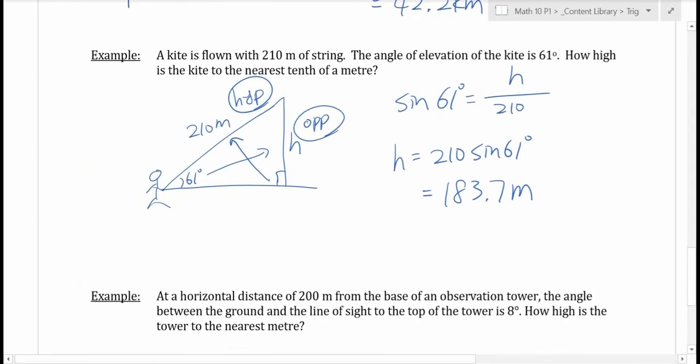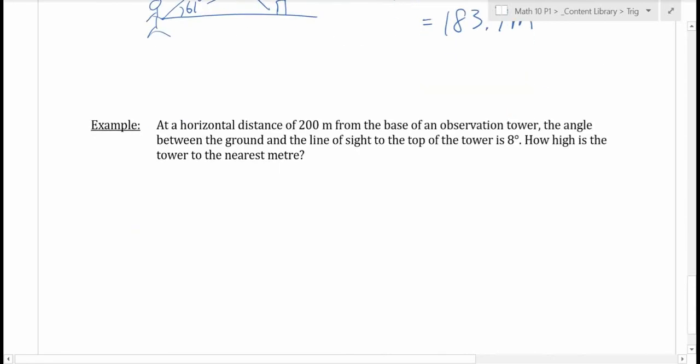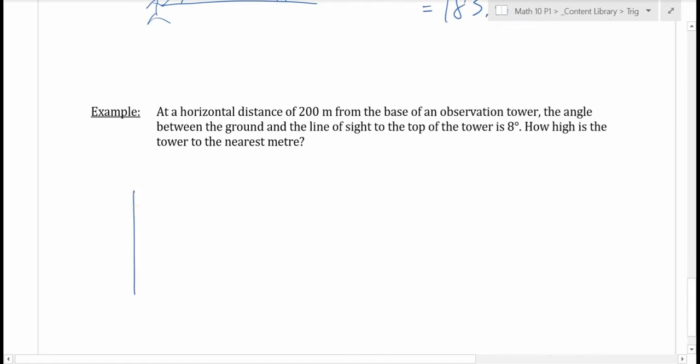All right, here is your last example. I want you to try it on your own and see how it goes. Pause the video and good luck. Okay, so it says at a horizontal distance of 200 meters from the base of the observation tower. Here's the tower. Horizontal distance is 200. The angle between the ground and the line of sight to the top of the tower is 8 degrees. Again, this diagram clearly is not drawn to scale. That is definitely more than 8 degrees. How high is the tower? So here is the height.